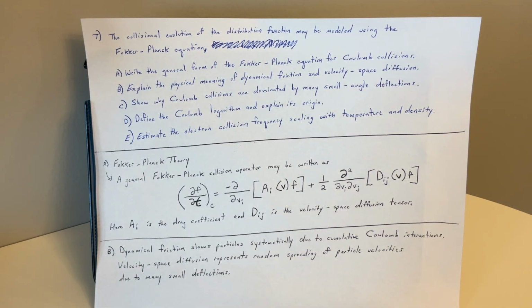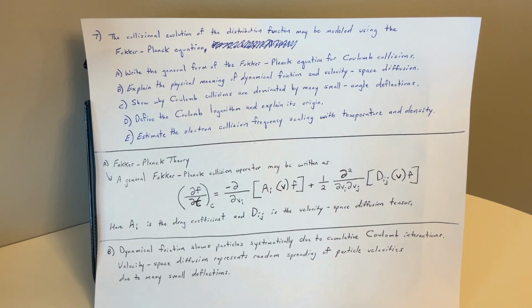Part B, explain the physical meaning of dynamical friction and velocity space diffusion. So this is more of a textbook answer. Dynamical friction slows particles systematically due to cumulative Coulomb interactions. Velocity space diffusion represents random spreading of particle velocities due to many small deflections. So that's canonical.